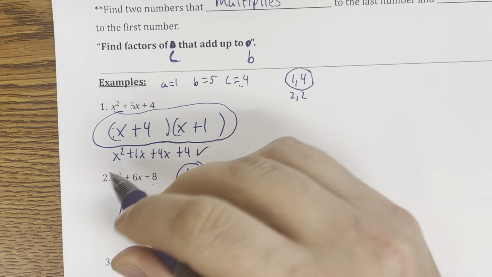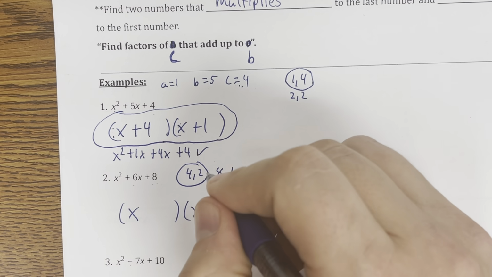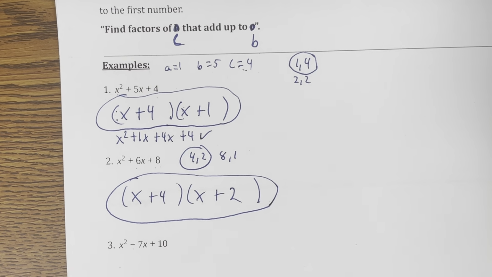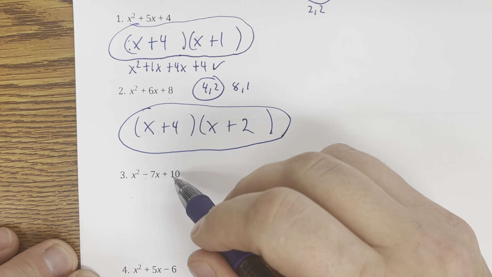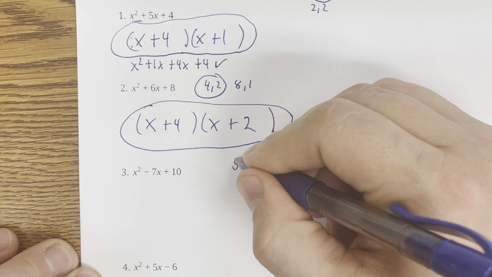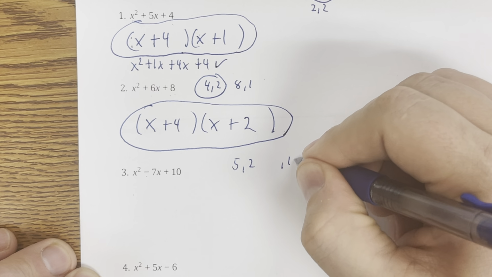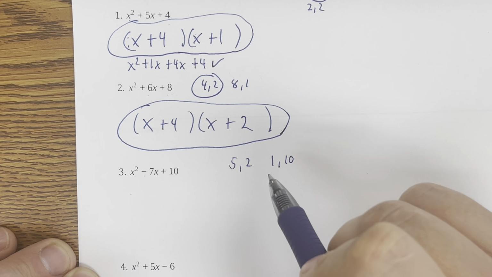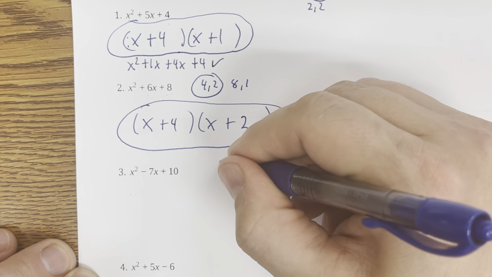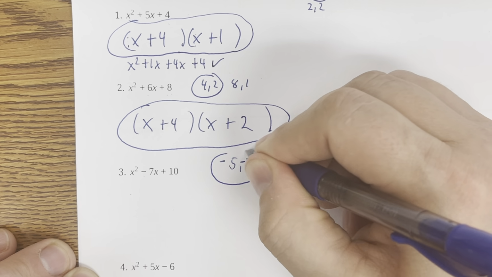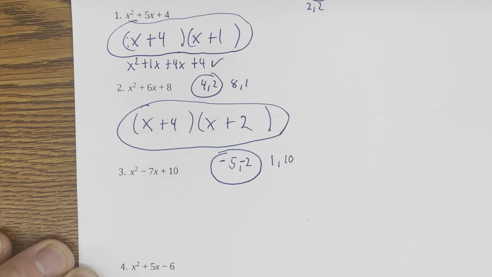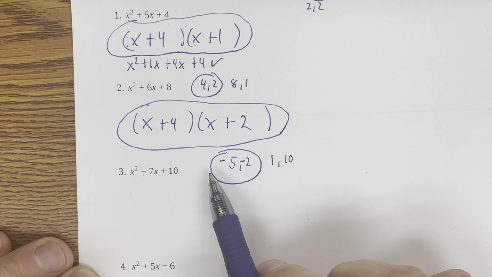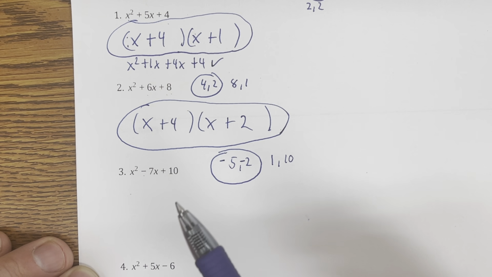So, set up the two sets of parentheses. X times x gets us our first term, x squared. Plus 4, plus 2. We got it. Okay, now the next one. Factors of 10, last term, that add up to negative 7. So I have a 5, a 2, and I have a 10 and a 1. Now here's the thing. It has to add up to negative 7. For these to add up to negative 7, we'd have to have two negatives, a negative 5 and a negative 2. Now keep in mind, if I multiply negative 5 times negative 2, that's still positive 10. Okay, so factors of 10, negative 5 and negative 2, that's fine. They add up to negative 7.